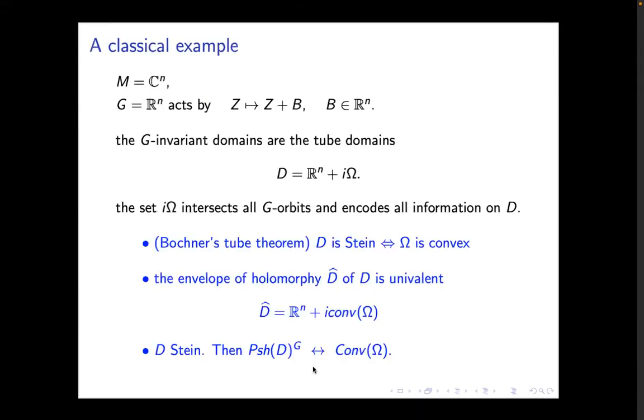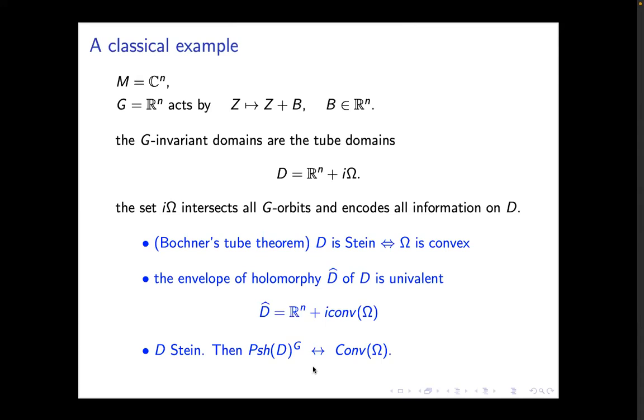A classical example that we could keep in mind is the case of subdomains in Cn. We have Cn, we have the group G of real translations. G is Rn, acting on Cn by sending z into z plus b, where b is an element in Rn. And the G-invariant domains in this case are the tube subdomains.